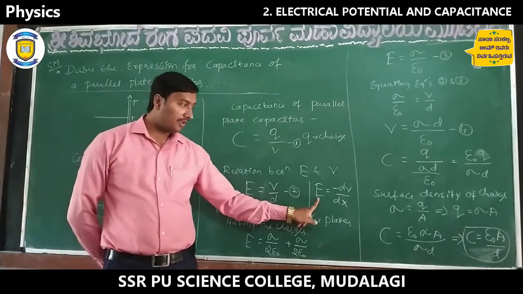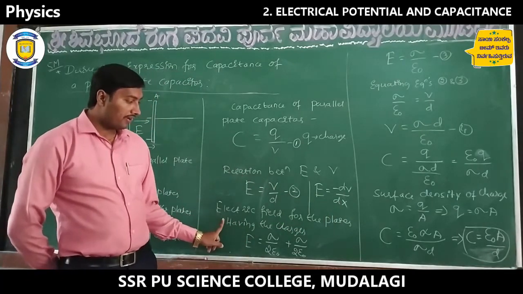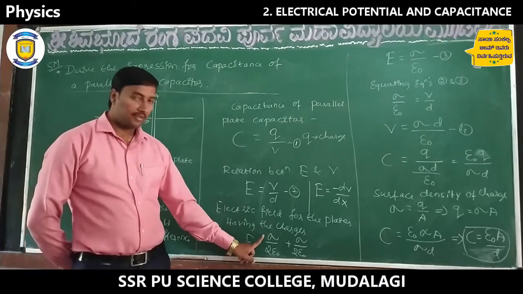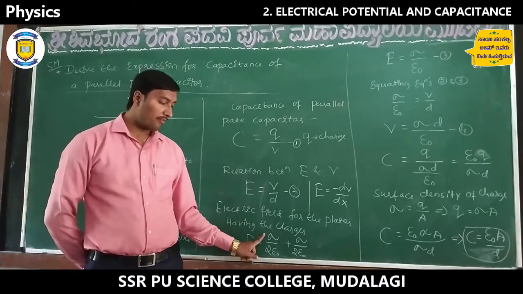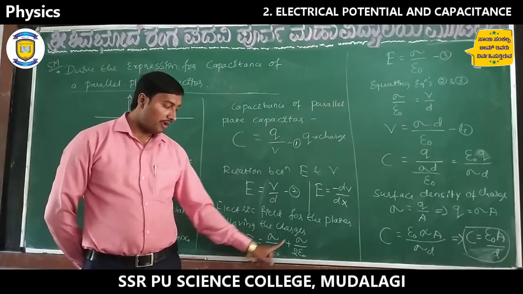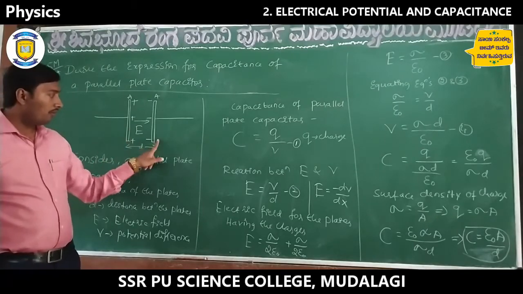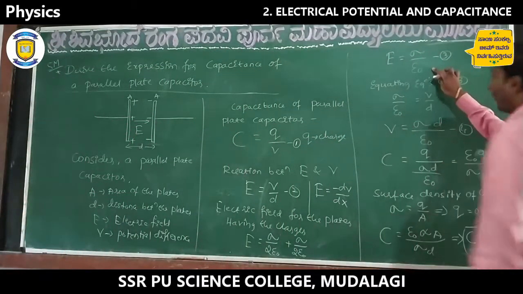And hence E equals minus dV by dx comes from that. Right. So the electric field for the plates having charges is sigma by 2 epsilon. This is derived in the first chapter. One plate gives sigma by 2 epsilon, plus another plate gives sigma by 2 epsilon. When the two are added, what happens? Sigma by epsilon.